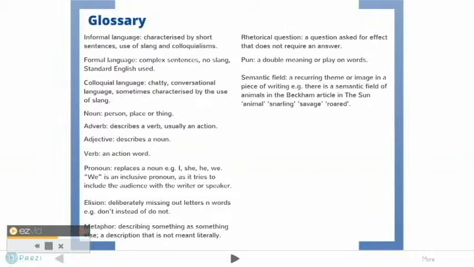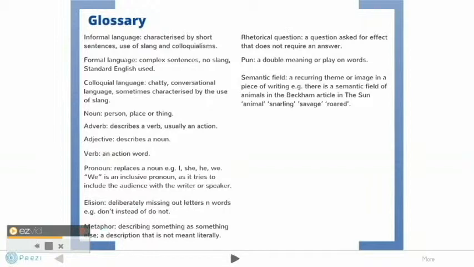Adjective, describes a noun. Adverb, describes a verb, usually an action. Noun, person, place, or thing. Verb, an action word. Pronoun, it replaces a noun. Example, I, she, he, we. We is an inclusive pronoun as it tries to include the audience with the writer or speaker.